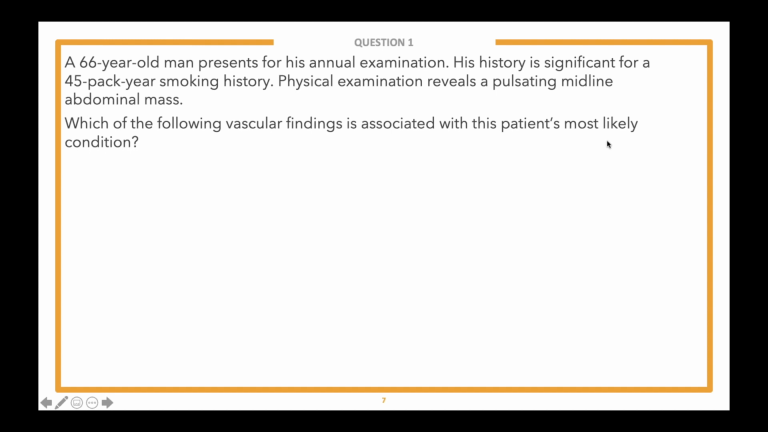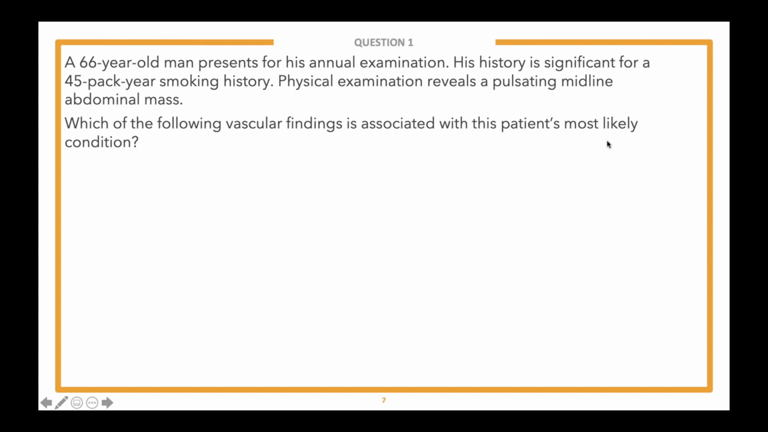All right, let's go ahead and read that vignette. A 66-year-old man presents for his annual examination. His history is significant for a 45-pack year smoking history. Physical examination reveals a pulsating midline abdominal mass. Which of the following vascular findings is associated with this patient's most likely condition?